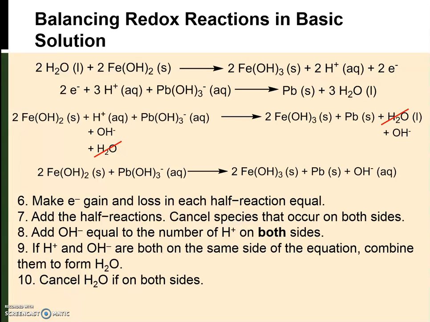So in this case, we knew that we had to balance the equation under basic conditions, but we started by just adding protons as our hydrogen source, as though we were working under acidic conditions. And then once we had the two balanced half reactions, we added them together. And then anywhere that we had a proton, we added hydroxide in order for a neutralization reaction to occur. And so that gave us our overall balanced equation under basic conditions.